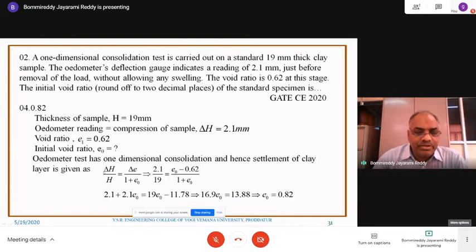You know the formula: delta H by H equals delta E by 1 plus E naught. Everybody knows about it. Delta H is now 2.1. Total sample height is 19. Delta E means E naught minus E. E naught is the original void ratio. In the entire equation, only the E naught value is unknown, and E naught value is 0.82.